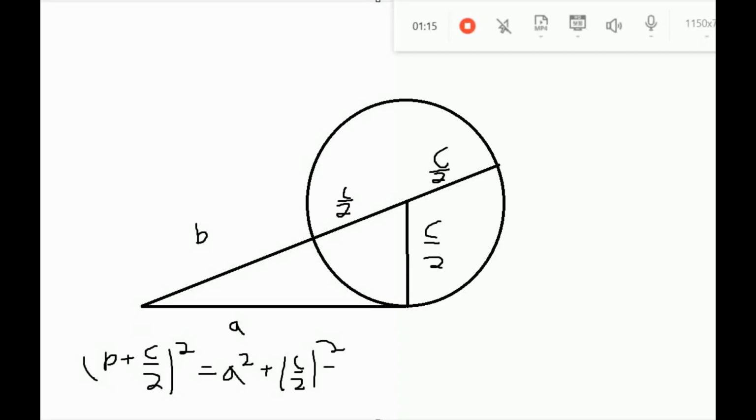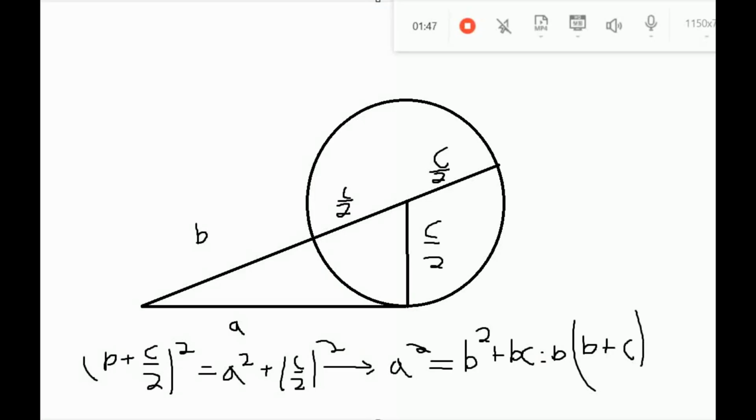If you FOIL this out, if you do the math, you'll get that A squared is equal to B squared plus BC, B times C, which is also equal to B times (B plus C). And so we're proven in this first case. So that's the first case, and we'll use this for the second case where it doesn't go through the center.